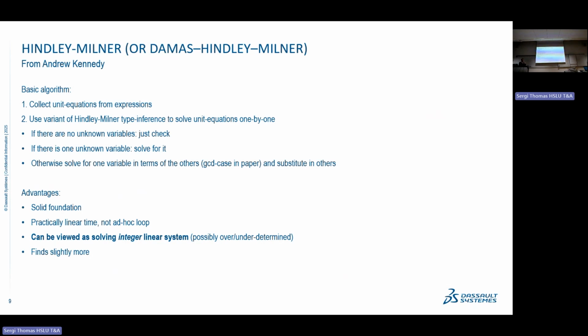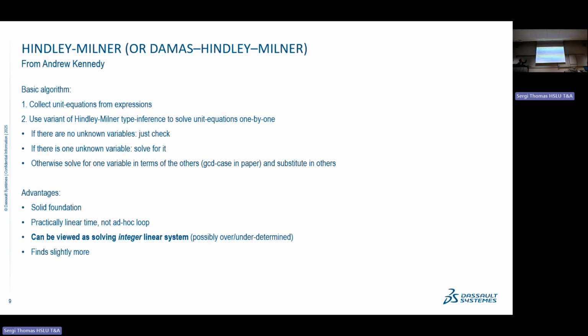And the basic idea is that you collect the unit equations from expressions. You just collect all of them, and then you use a variant of the Hindley-Milner or Damas-Hindley-Milner type inference to infer units for that. When you get a unit equation, you have the unit of one or more variables and some literal units multiplied and divided by each other. If there are 0 variables in it, it should be a literal unit that is dimensionless, otherwise there's an error. And if it's an error, you should report it. If there's one variable that has unknown unit, then you get that from the equation.